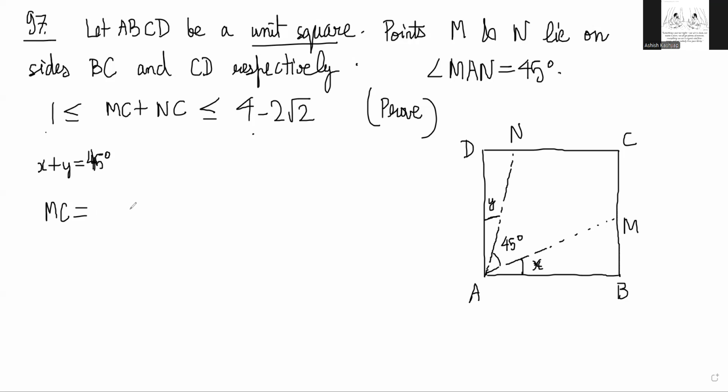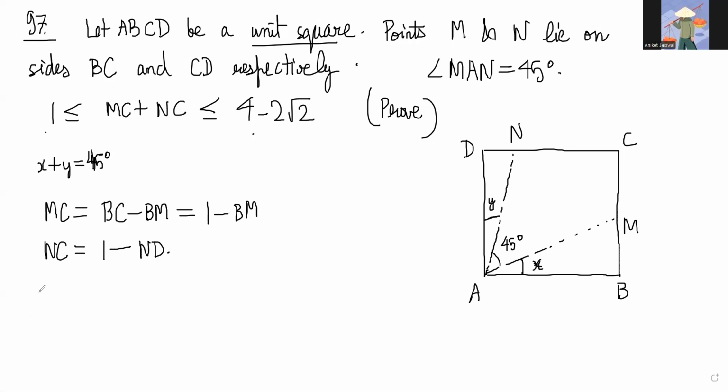We can do MC is equal to BC minus BM, right? BC is 1, so 1 minus BM. And NC is 1 minus ND, right? So MC plus NC is basically 2 minus BM minus ND, right?